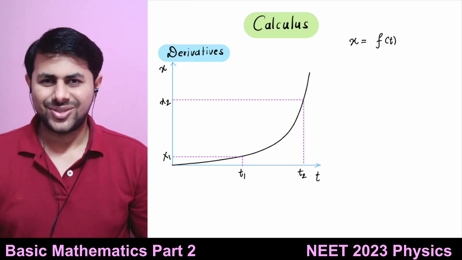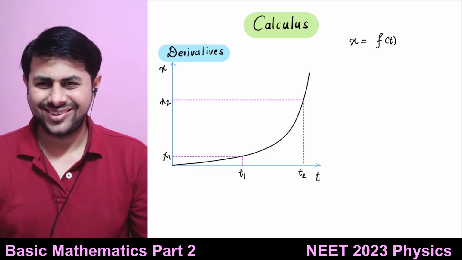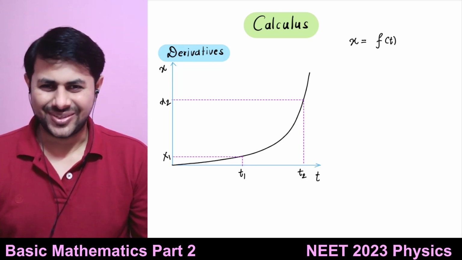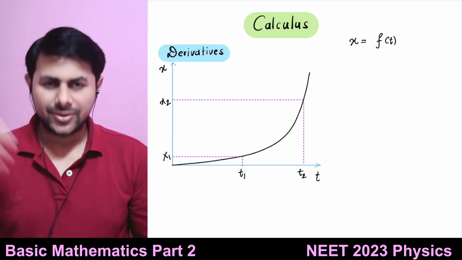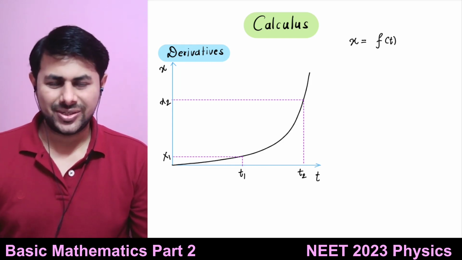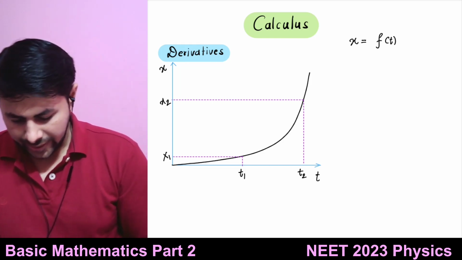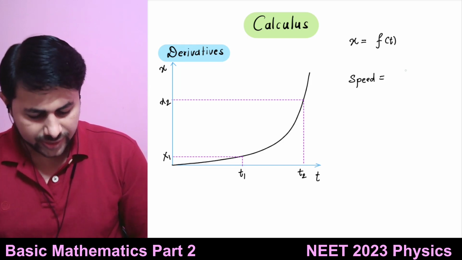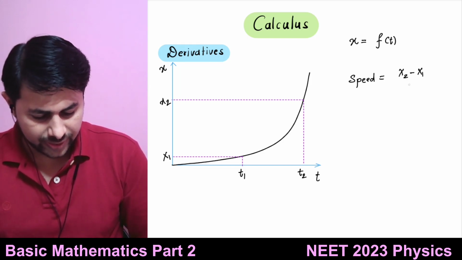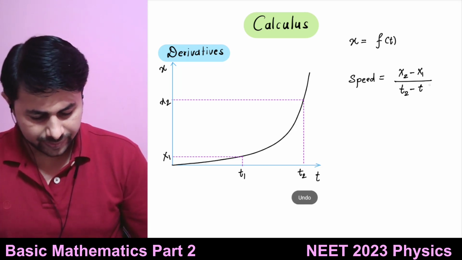So can you be at two positions at the same time? No. So we get only one value of position. So x is a function of time, right? Now see, I want to find out speed. So it is x2 minus x1 divided by t2 minus t1.